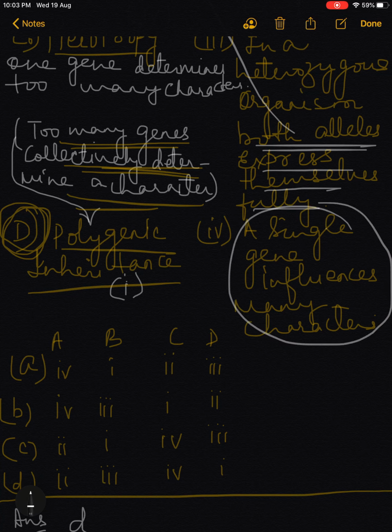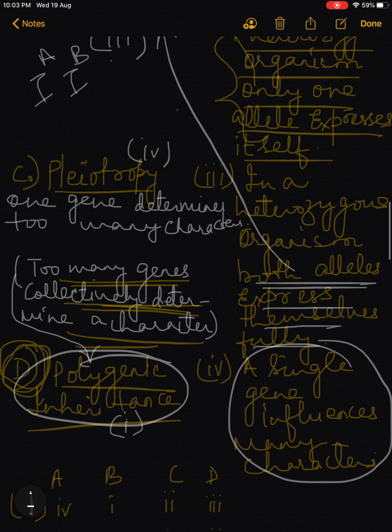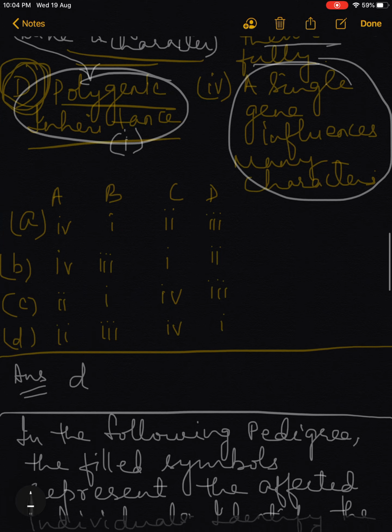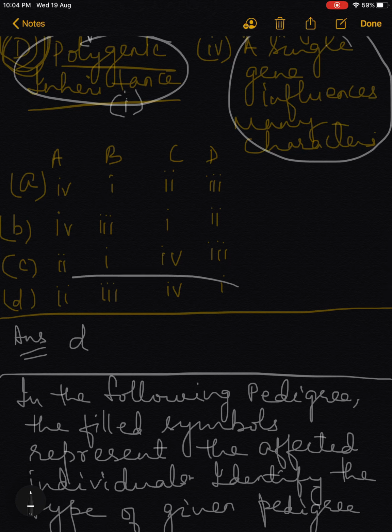This is just the opposite of polygenic inheritance, and we call it pleiotropy, where one gene determines many characters. If you remember the starch and size example that I had explained to you, one single gene was expressing the amount of starch in the seeds and also the size. So that is called pleiotropy. So your correct option will be D. Okay.